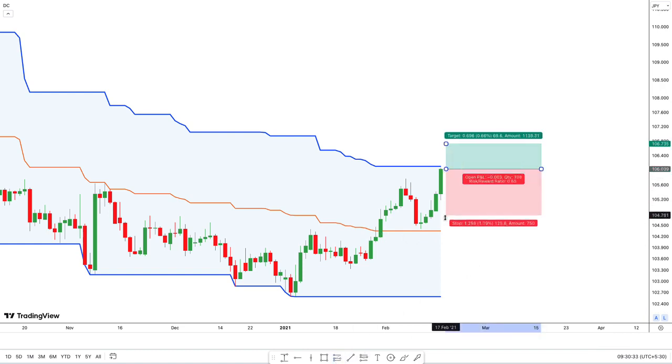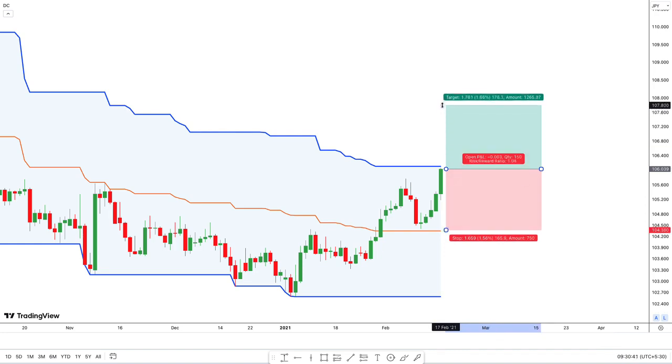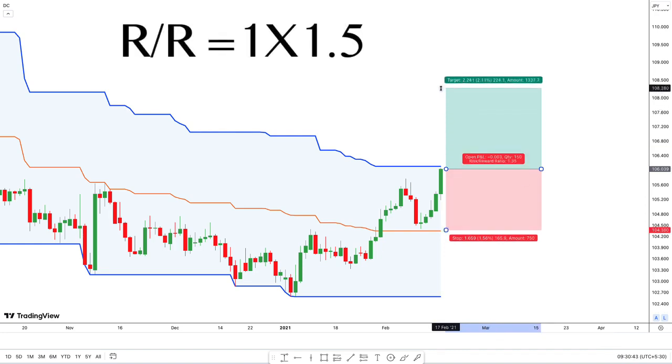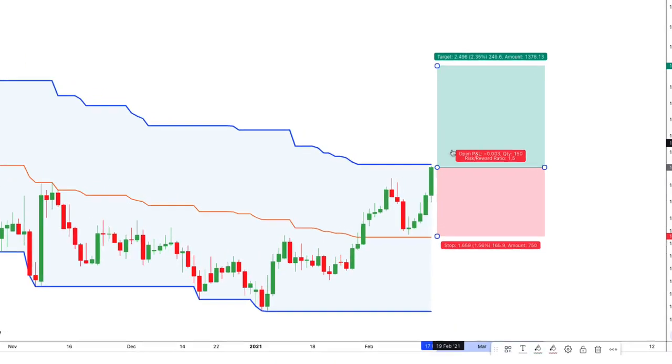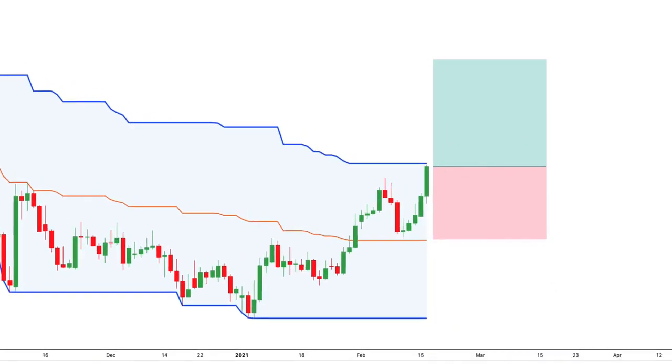We will be placing the stop loss at the middle band or at the recent swing low if the middle band is at an unreasonable price. For the take profit, we'll be targeting a 1:1.5 risk to reward ratio. Now, let's see how the trade plays out.